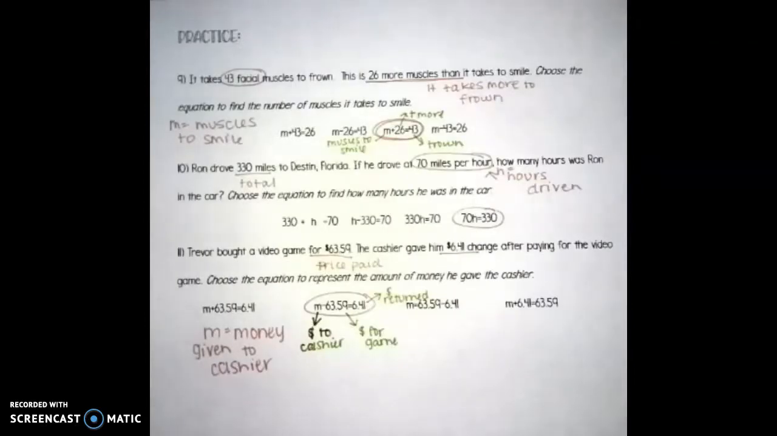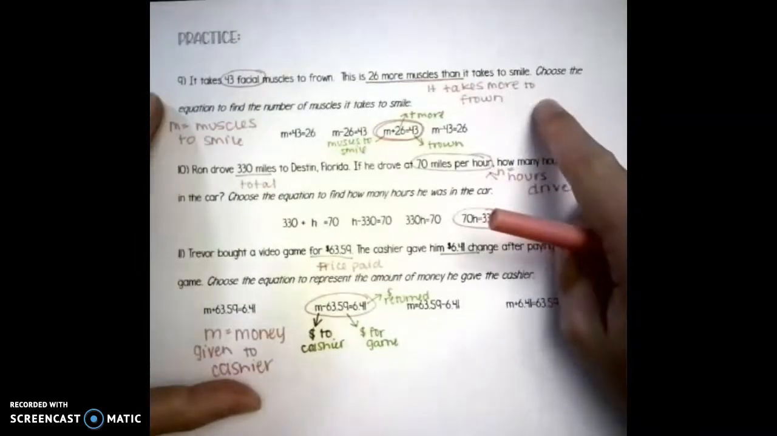All right, guys, thanks so much for taking the time and going through and trying these on your own. Let's see how you did. For number 9, it takes 43 facial muscles to frown. That's a lot of muscles. That is 26 more muscles than it takes to smile. So that means it's going to take us more to frown than to smile.